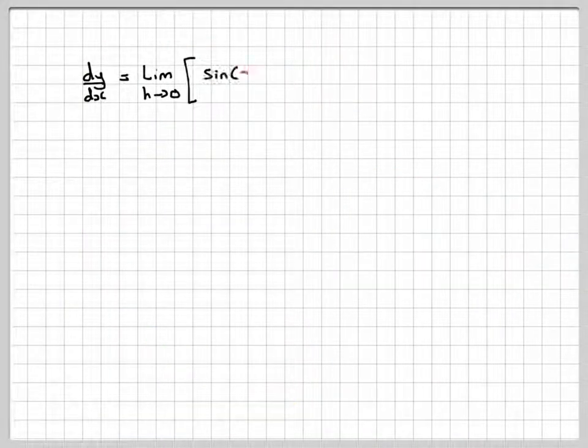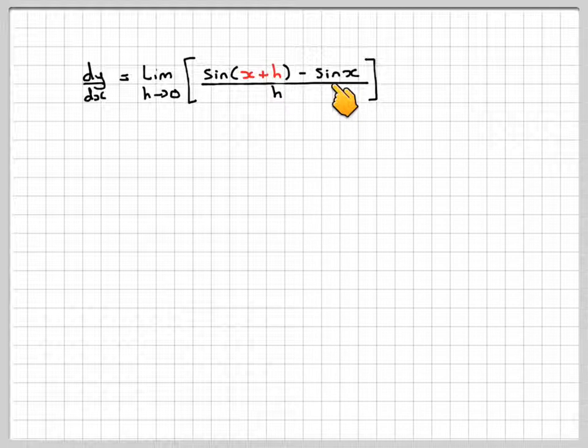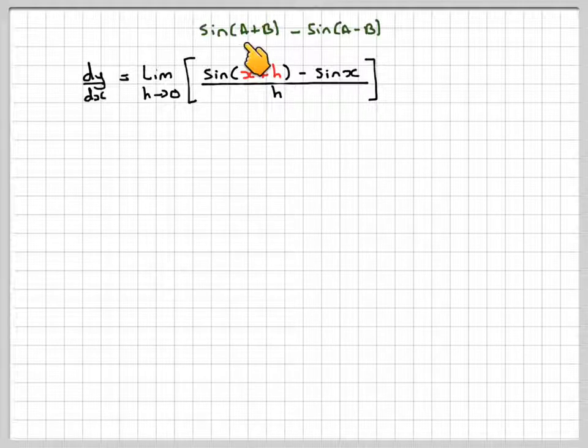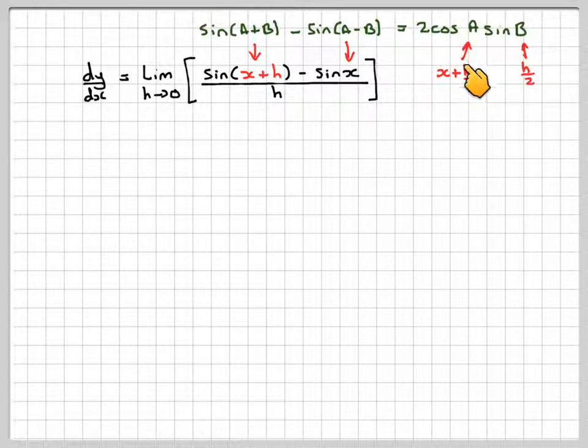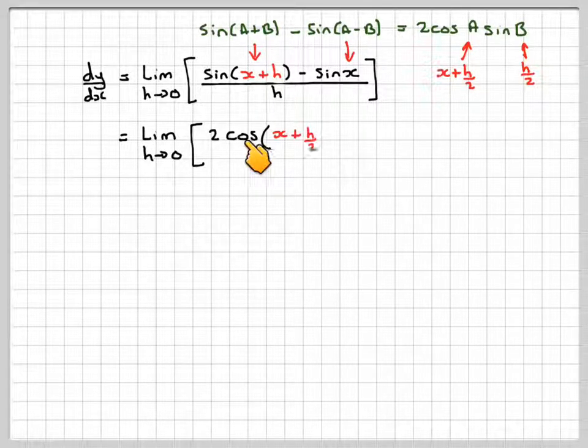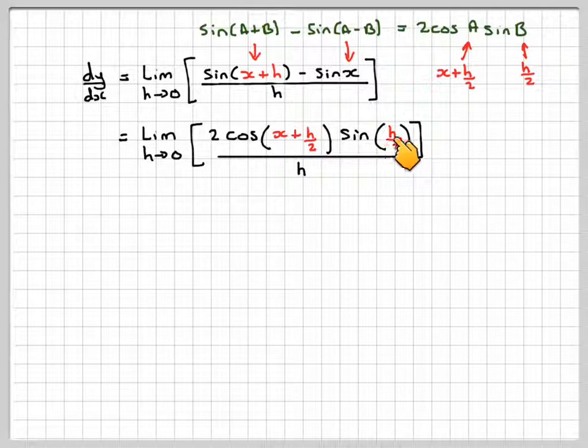Right, going to the next page. So going back to this limit of sin of x plus h minus sin x over h, and we know that this is represented by sin a plus b minus sin a minus b. So this represents this, and this represents this, and by the simultaneous equations this becomes 2 cos a sin b, but a is x plus h over 2, and b is h over 2. So all this can now be replaced with 2 cos of x plus h over 2 sine of h over 2 divided by h.